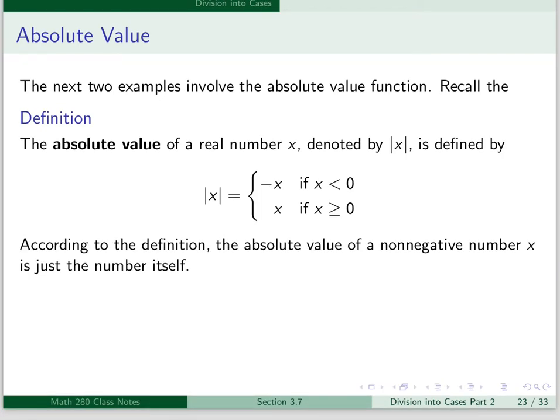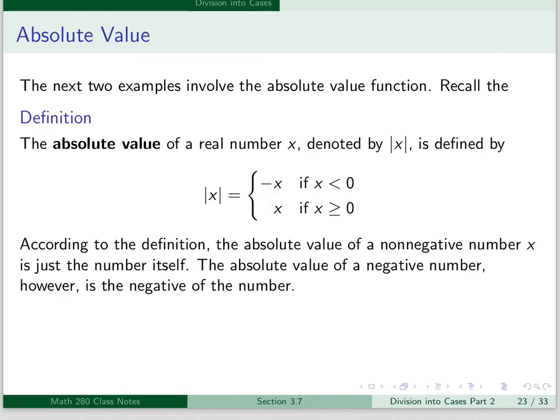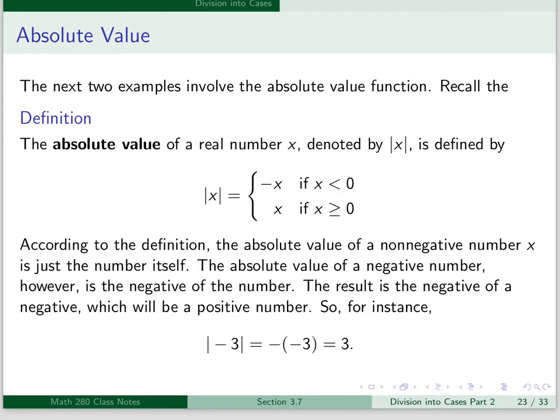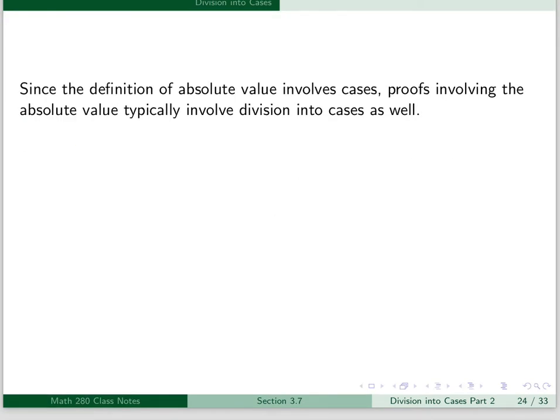According to the definition, the absolute value of a non-negative number x is just the number itself. The absolute value of a negative number, however, is the negative of the number. The result is the negative of a negative, which will be a positive number. So for instance, the absolute value of negative 3 is minus a minus 3, which is equal to positive 3. Since the definition of absolute value involves cases, proofs involving the absolute value typically involve division into cases as well.